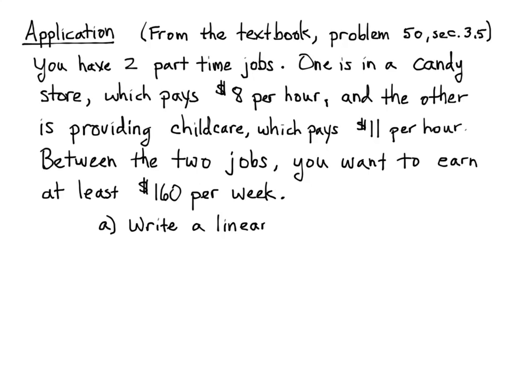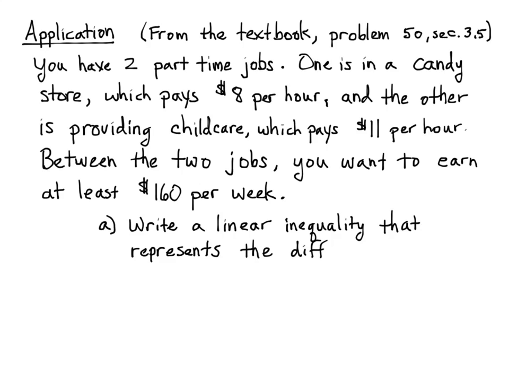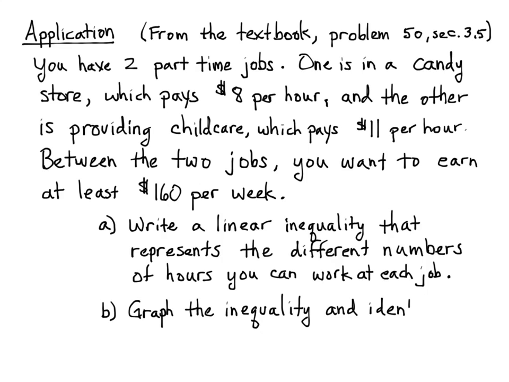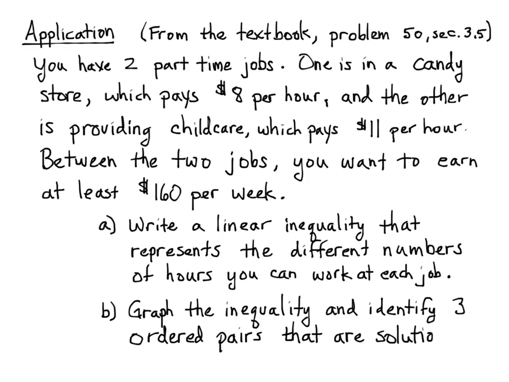But okay, so let's say you have two part-time jobs. One in a candy store pays $8 an hour, and the other is providing childcare, which pays $11 an hour. Between the two jobs, you want to earn at least $160 per week. Write a linear inequality that represents the different numbers of hours you can work at each job, and graph the inequality and identify three ordered pairs that are solutions to the inequality. Okay, so I want to go back to that format of solving problems.